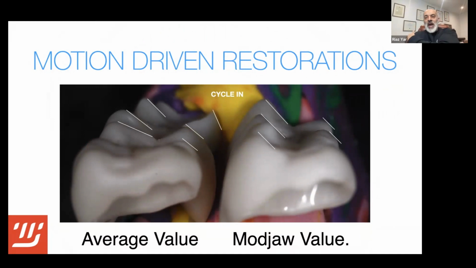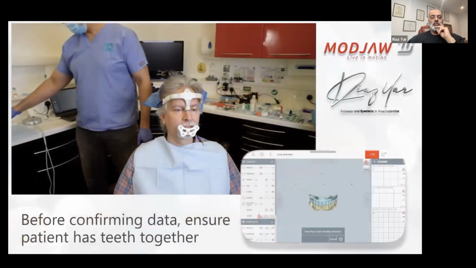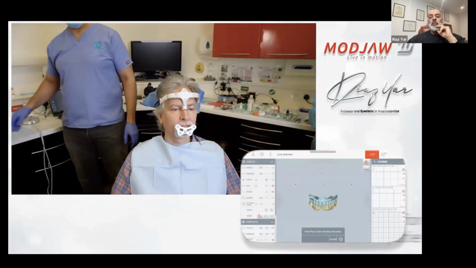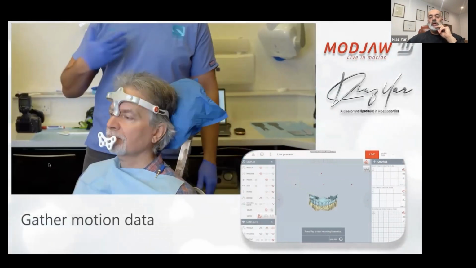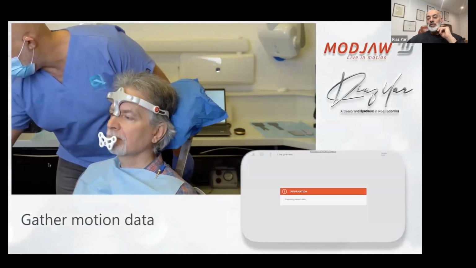Now the muscles react to that. How do they react? They reduce their activity level. So in some they reduce, in some they increase, especially if you include the restorations. So we use motion to be able to see what the patient is doing.